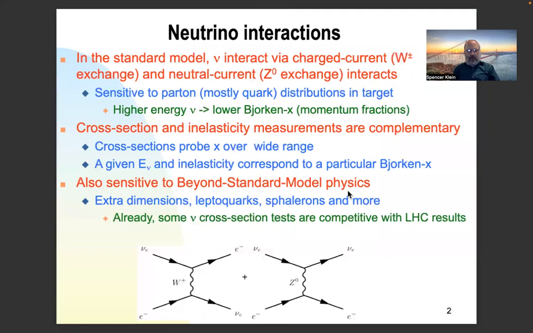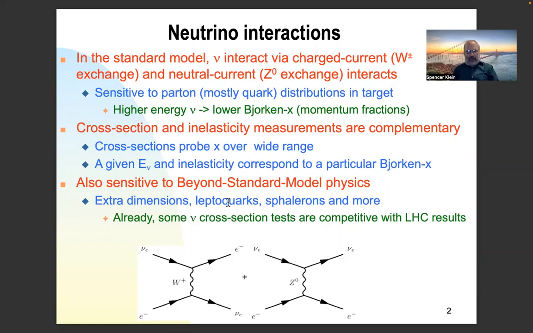In the standard model, neutrinos interact via charge current interactions, shown on the left via W exchange, and via neutral current interactions, as shown on the right, via Z0 exchange. These are sensitive to the parton, mostly quark distributions in the target. The higher the energy neutrino, the lower the Bjorken X, or momentum fractions of the partons that you probe.